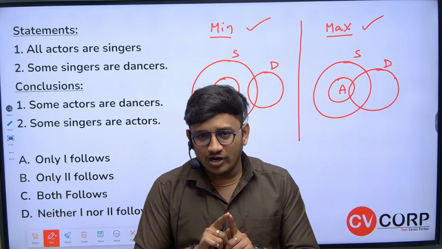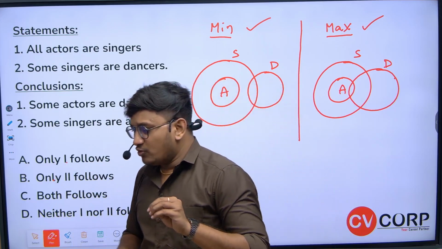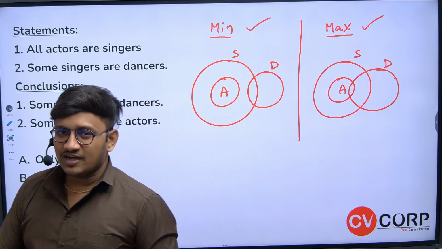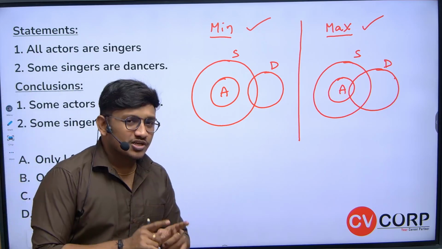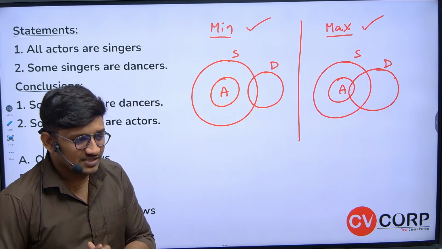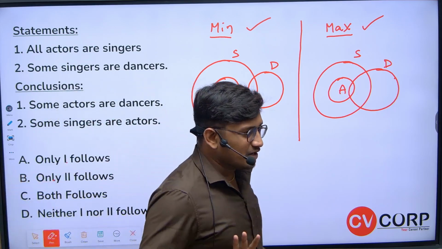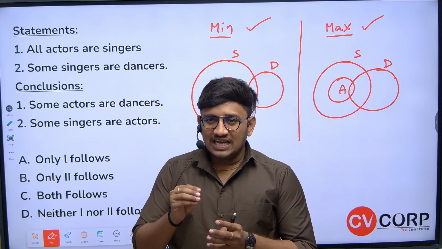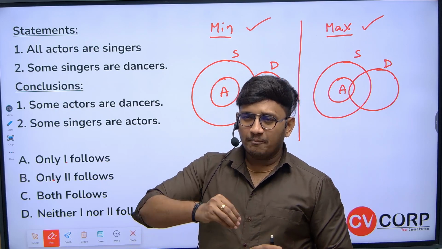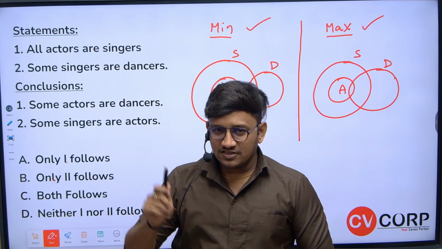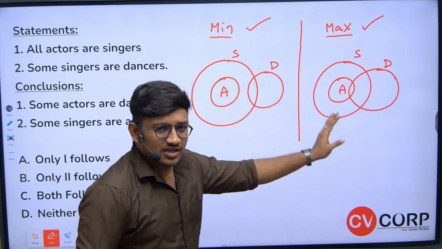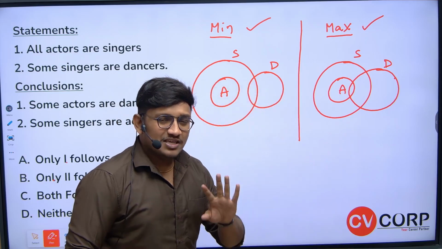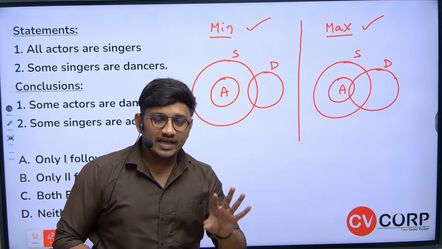Now drawing the Venn diagram is done. Now we should analyze it and decide which conclusion is correct. So how to analyze it? One thing, guys, very simple. Let's say for one particular question, you are drawing multiple Venn diagrams. For this particular question, how many diagrams have I drawn? Two diagrams. Let's imagine you have drawn 100 diagrams.